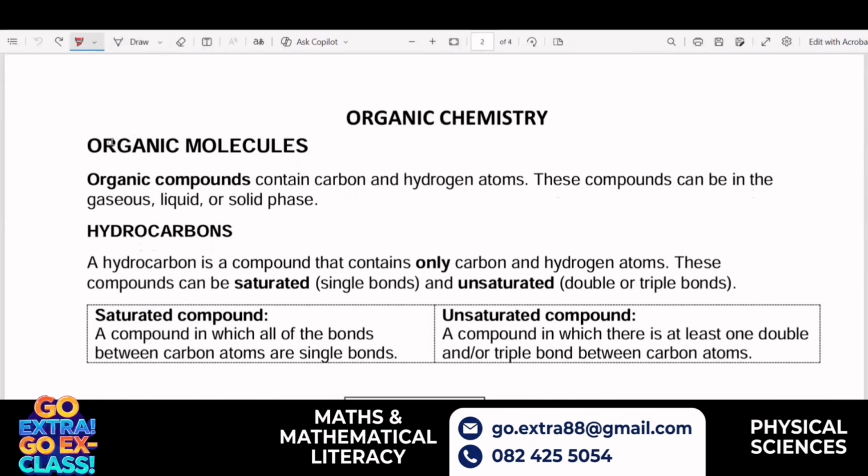Now let's look at the definition of organic compounds, since we've said this is the chemistry of organic compounds. What are organic compounds? Organic compounds contain carbon and hydrogen atoms. So an organic compound consists of carbon and hydrogen atoms, and this is not conclusive.